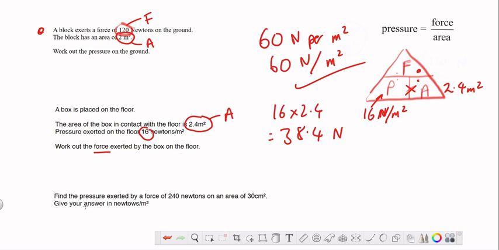Alright, the next question is a little bit harder. If you look at it carefully, I'll just read the question for you. We want to work out the pressure by a force that's acting on an area of 30 centimeters squared. Sounds simple, but they want the answer in newtons per meter squared. That's a bit of a problem because area is given in centimeters squared, but they want the answer in newtons per meter squared.